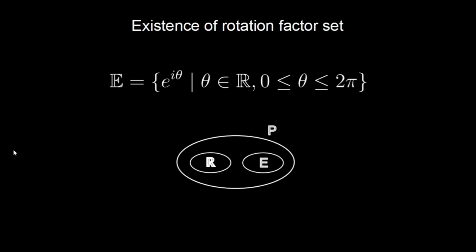First, let's briefly review the concepts and understandings from the previous video for 2D. We will then extend the concepts to 3D about the existence of a rotation factor set. It's found that there exists a rotation factor set E. Complex numbers may be considered as position numbers. Each member in position number set P is constructed by a member in real number set R and a member in rotation factor set E.